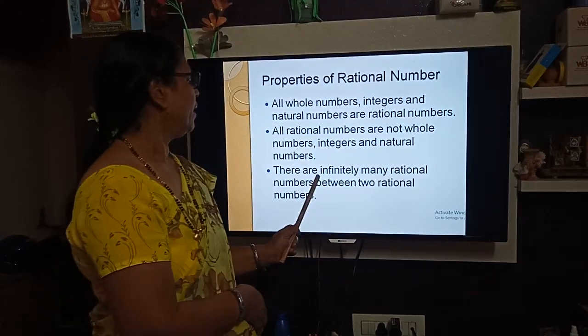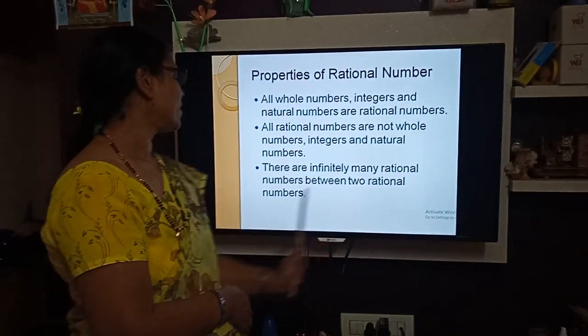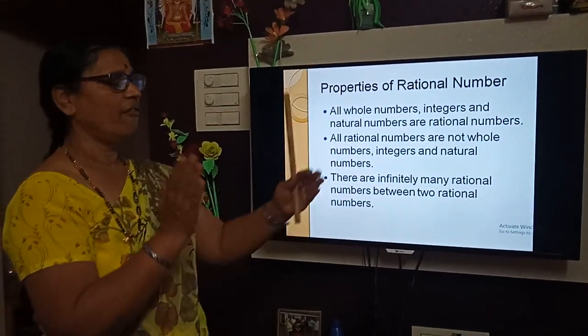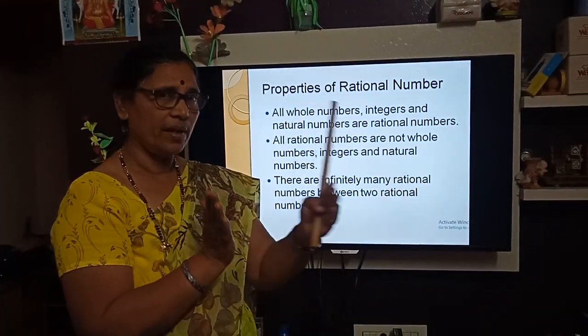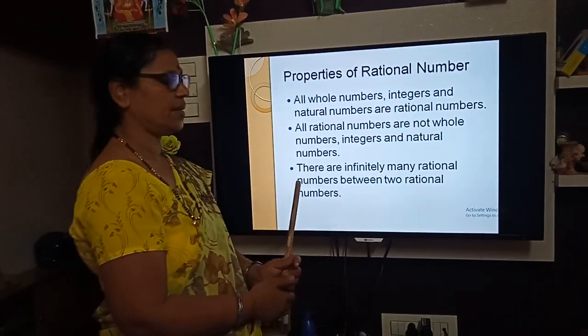There are infinitely many rational numbers between two rational numbers. This is a very important thing. When we take any two numbers, in between there are an infinite number of numbers. Next.